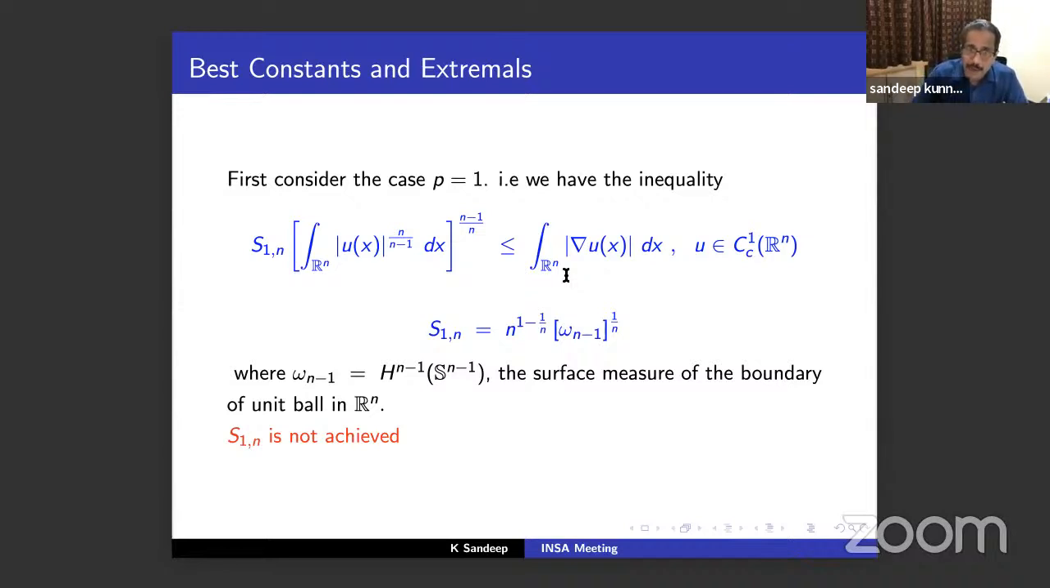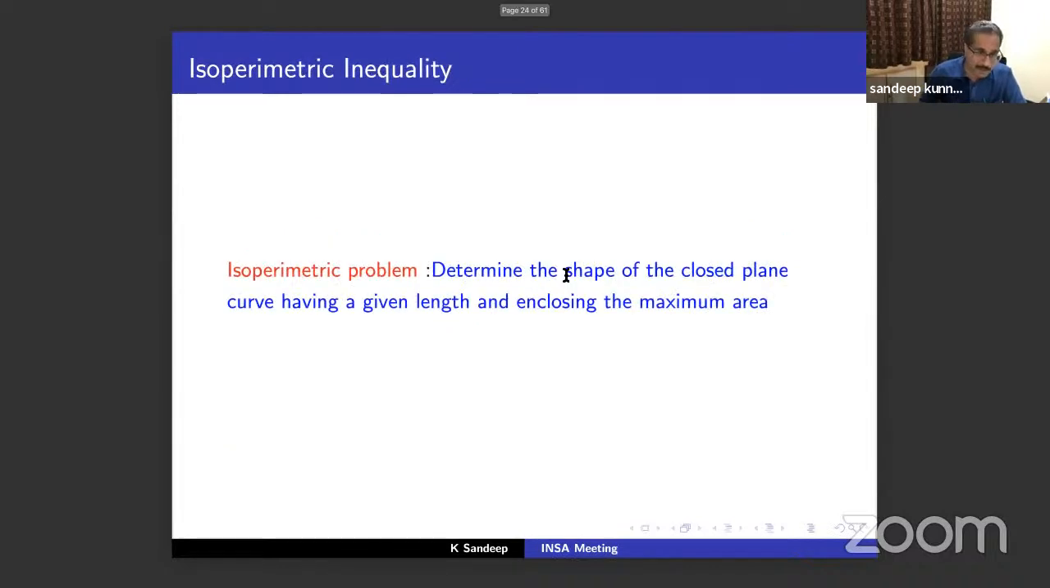Next, let me tell you that this problem is actually equivalent to a very geometric problem, what is known as the isoperimetric problem. Let me explain what it is. I'm sure many of us are familiar with it. It says: determine the shape of the closed plane curve having a given length and enclosing the maximum area. That means the length of a curve is fixed and it's a closed curve, and then you vary the shape so that it encloses the maximum area.